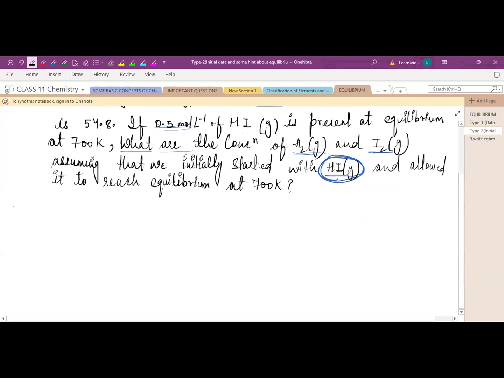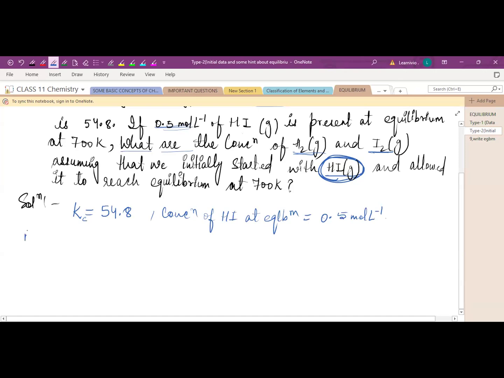Solution. So what is the value of K? The K value is given as 54.8, the equilibrium constant Kc. And the concentration of HI at equilibrium is 0.5 mole per liter.